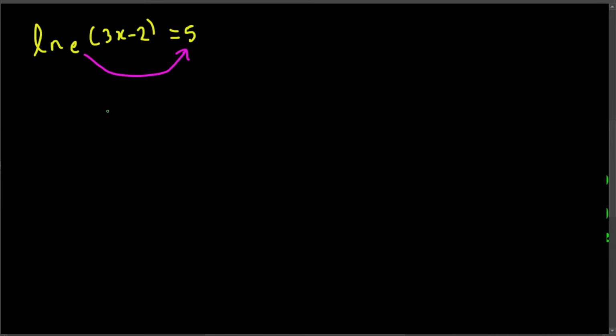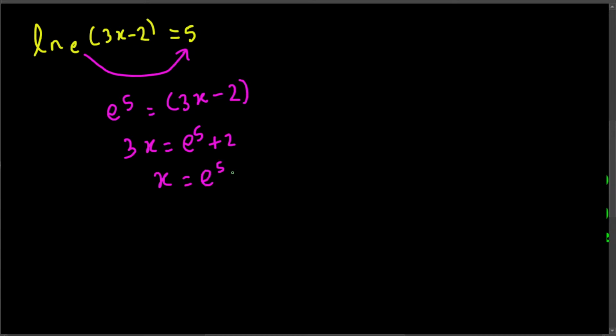So this is basically e power 5 is equal to 3x minus 2. From this we can solve for x: 3x is equal to e power 5 plus 2, and then x is equal to (e power 5 plus 2) divided by 3. That's our final answer for this one. And if you calculate this using a calculator, you're going to get an approximate value of something like 50.14.